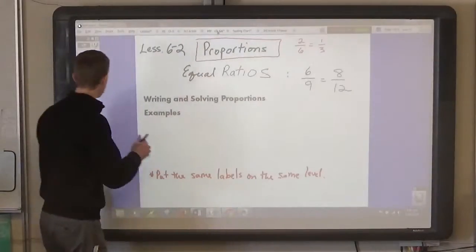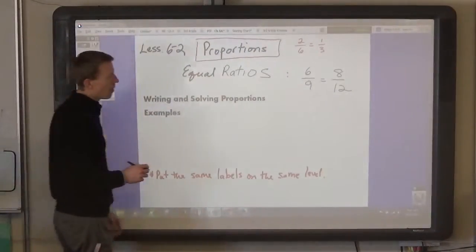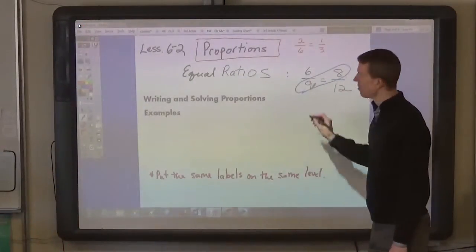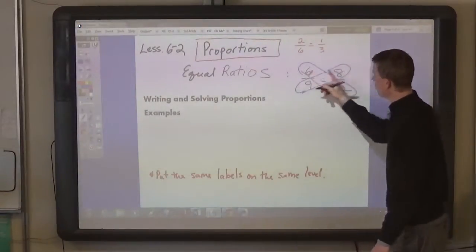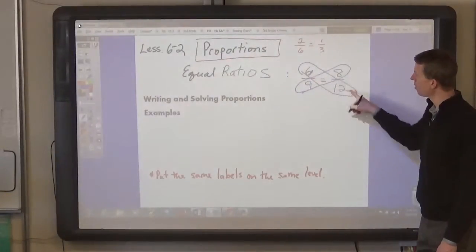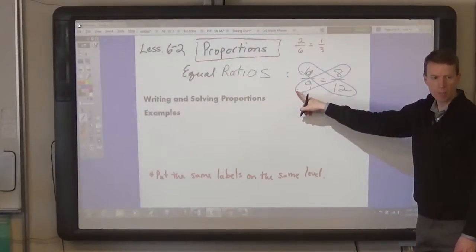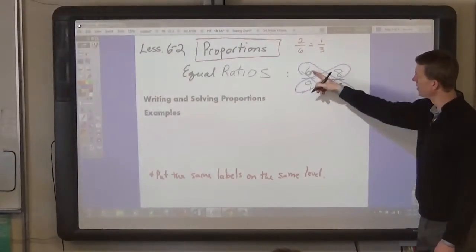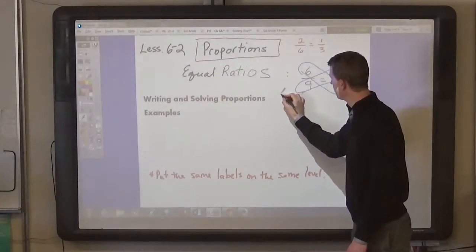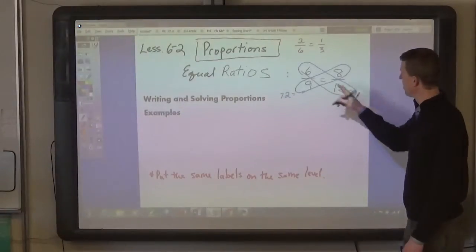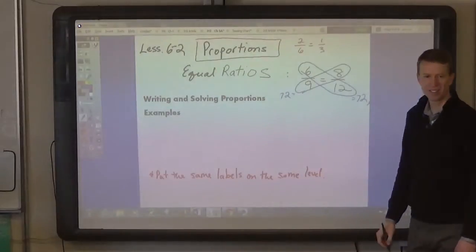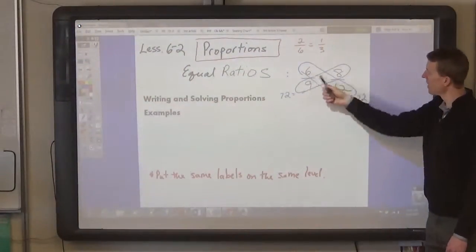You can tell if you have a true proportion by doing this. If you cross multiply the numbers, so everybody circle this. This is called cross multiplying. Cross multiply the numbers, you can tell if a proportion is a true proportion. What's 8 times 9? This equals 72. And what is this side? 72, right? That proves that these are equal.